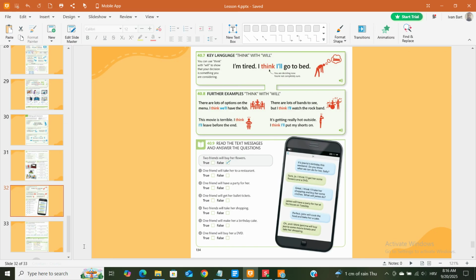Joe: It's Jeannie's birthday this weekend. Do you know what we can do for her, Sally? Sally: Sure, Joe. I think I'll get her some flowers and a DVD. Joe: Great. I think I'll take her shopping and buy her some clothes. What will James do? James will have a party for her at his house on Tuesday. Perfect. John will cook the food and bake her a cake. Oh, and I think Jemima will buy Jeannie some movie tickets and take her shopping.